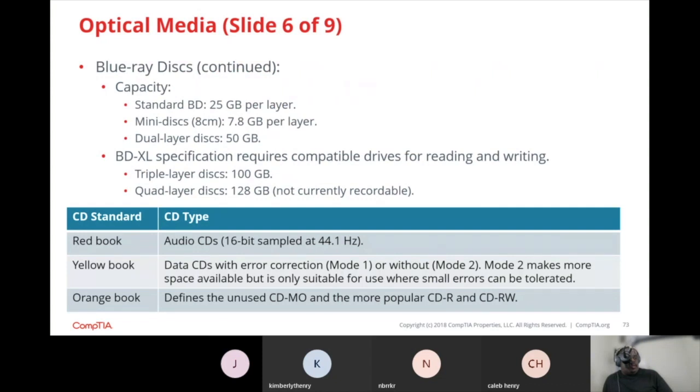So the Blu-ray disc capacity standard was 25 gigs, mini disc was 7.8, dual layer was 50. If you had a triple layer, it was 100, and quad layer disc was 128.